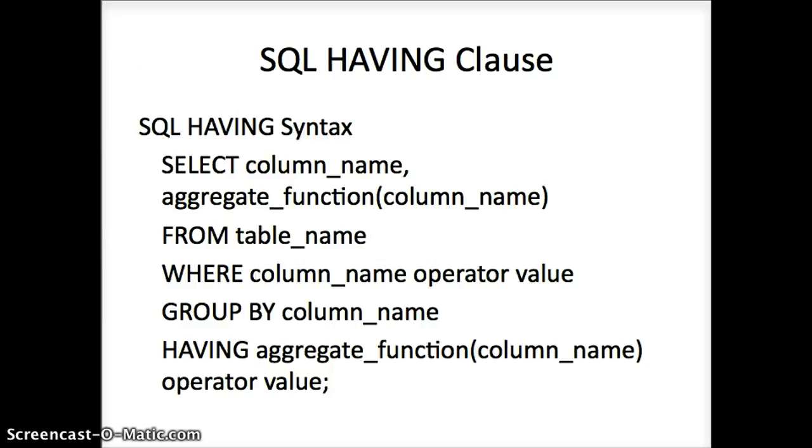The SQL HAVING clause was added to SQL because the WHERE keyword could not be used with aggregate functions. The SQL HAVING syntax is: SELECT column_name, aggregate_function(column_name) FROM table_name WHERE column_name operator value GROUP BY column_name HAVING aggregate_function(column_name) operator value.